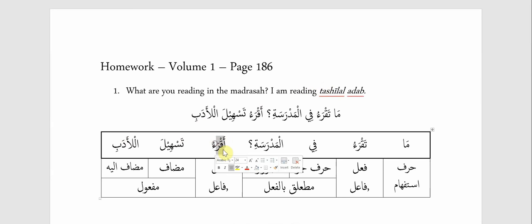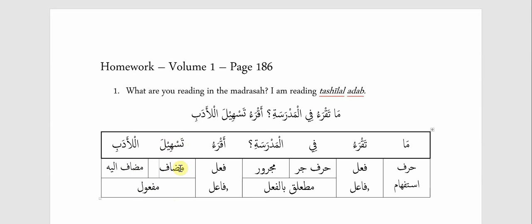أقرأ, I am reading. That is your first person singular. And that's your fi'l and your fa'il because this contains ana within it. And you have تسهيل الأدب. تسهيل الأدب is going to be your maf'ul because this is mudaf ilayh. And once you have a phrase together, it can't be taken apart. And the whole thing is your maf'ul. And generally you see whatever has to be applied to the mudaf ilayh on the mudaf. That's why you see tasheel taking a fatha because it is maf'ul. And we know maf'ul is going to be in the nasb, the mansoob state.